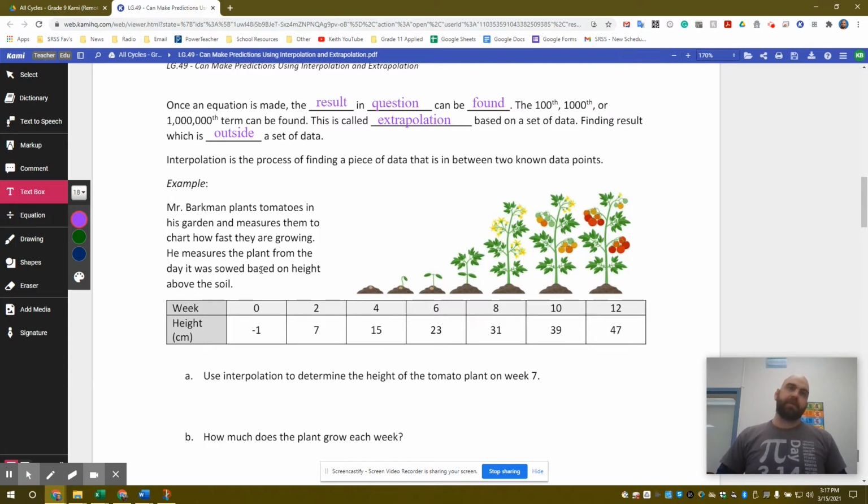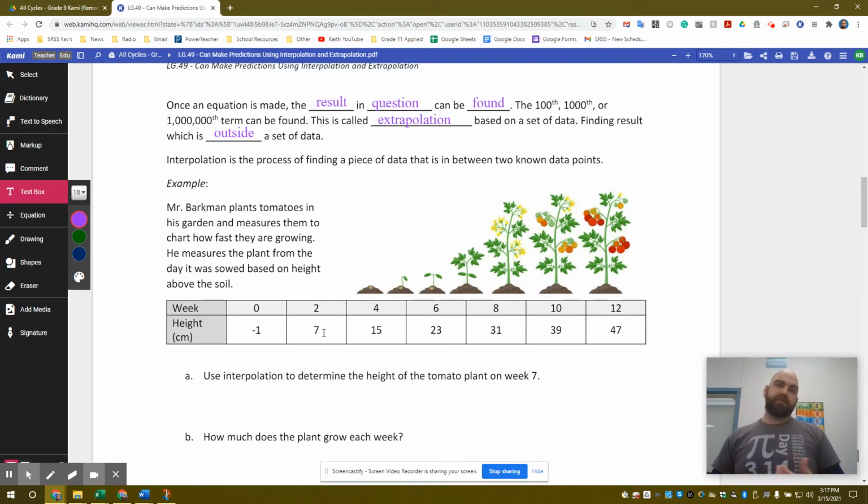Here's an example. Let's say that I plant tomatoes in my garden and measure them to chart how fast they're growing. I do this because I'm a math teacher, right? He measures the plants from the day that it was sowed based on height above the soil. So here is the week, and here is how tall the plants were at the end of that week. Week 0, right when they're planted, they were -1 centimeters above the soil. Well, that tells you that they're actually below the soil. It's just the seed that's been put below the soil.